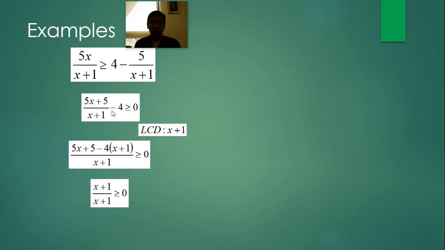But then again, this one simplifies into what we call a tautology or an identity. 1 is always greater than or equal to 0. It's always true. So, does that mean there are no restrictions? Of course, there is. You cannot have negative 1 in the solution set because that's the restriction of the original expressions.